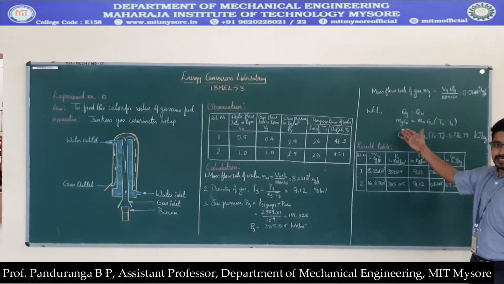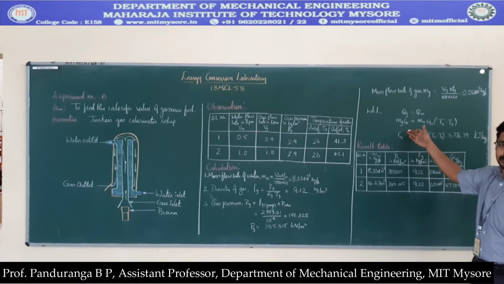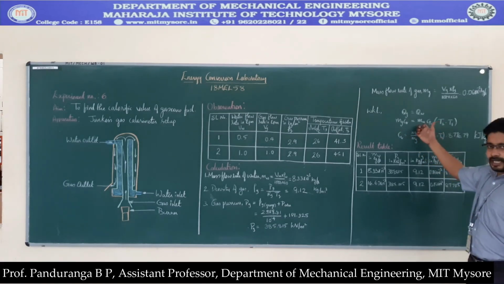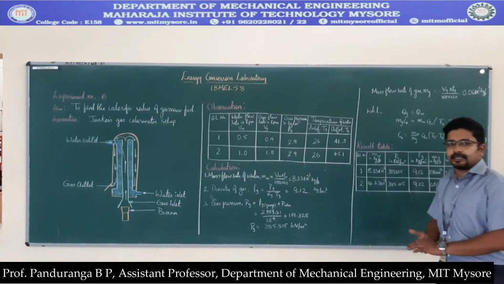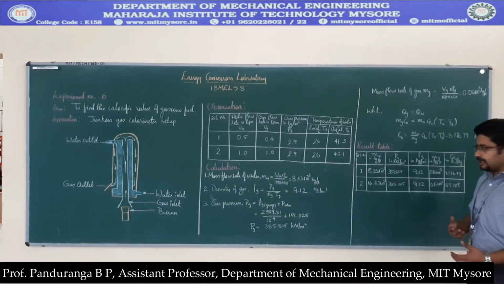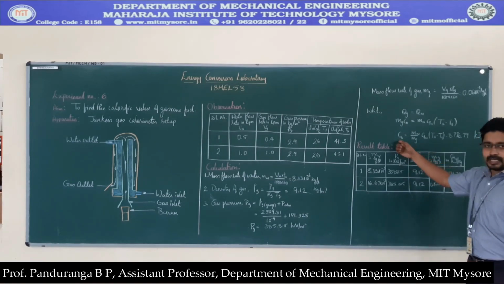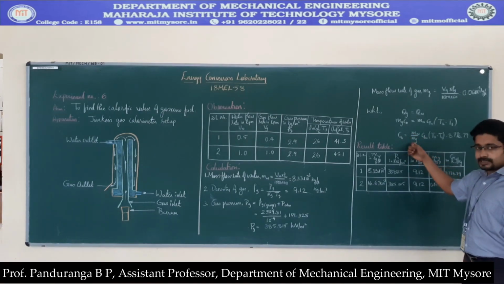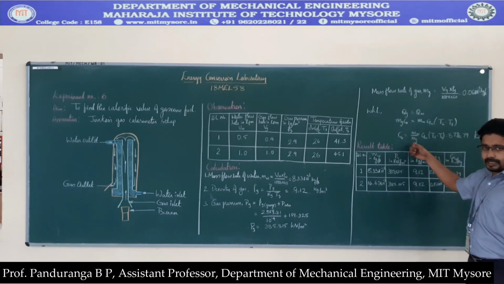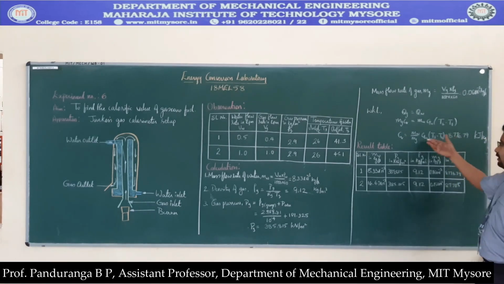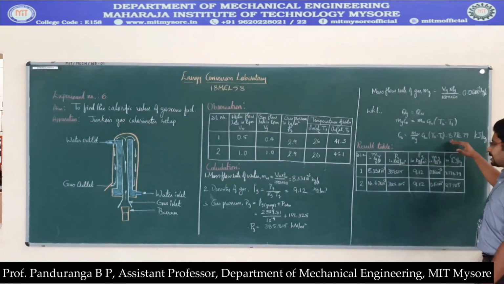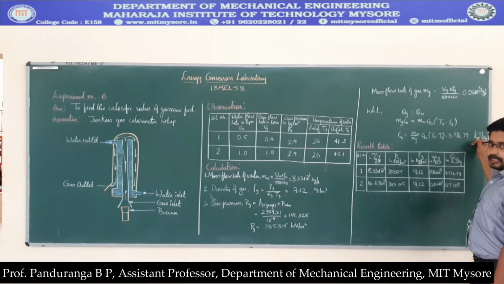Qg can be written as mg into Cv, that is mass flow rate of gas into calorific value, which is equal to mw Cpw into T2 minus T1, that is the outlet minus inlet temperature of water flowing through the calorimeter. So calorific value can be written as mw divided by mg multiplied by Cpw into T2 minus T1. When you substitute the values for the first trial, we got the calorific value as 8776.79 kilojoule per kg.